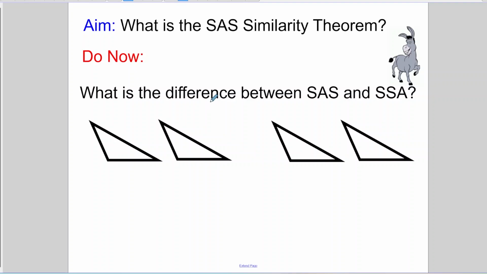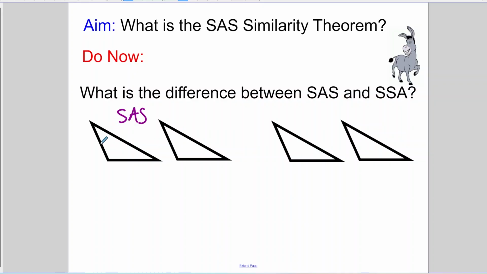For this lesson, we're going to answer the question, what is the side-angle-side similarity theorem? And for the do now, we want to know what is the difference between side-angle-side and side-side-angle. So side-angle-side is a postulate used to prove two triangles are congruent. But what we should recognize is the tick marks on a diagram that suggest we should use the side-angle-side postulate.